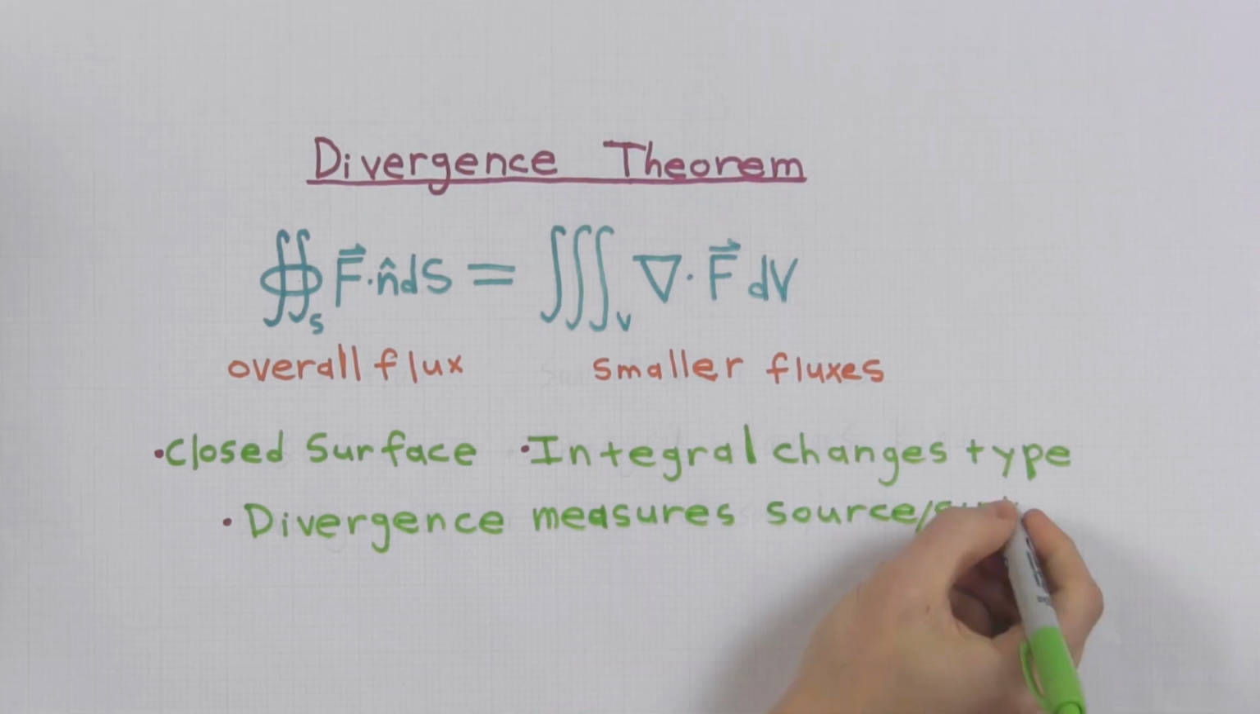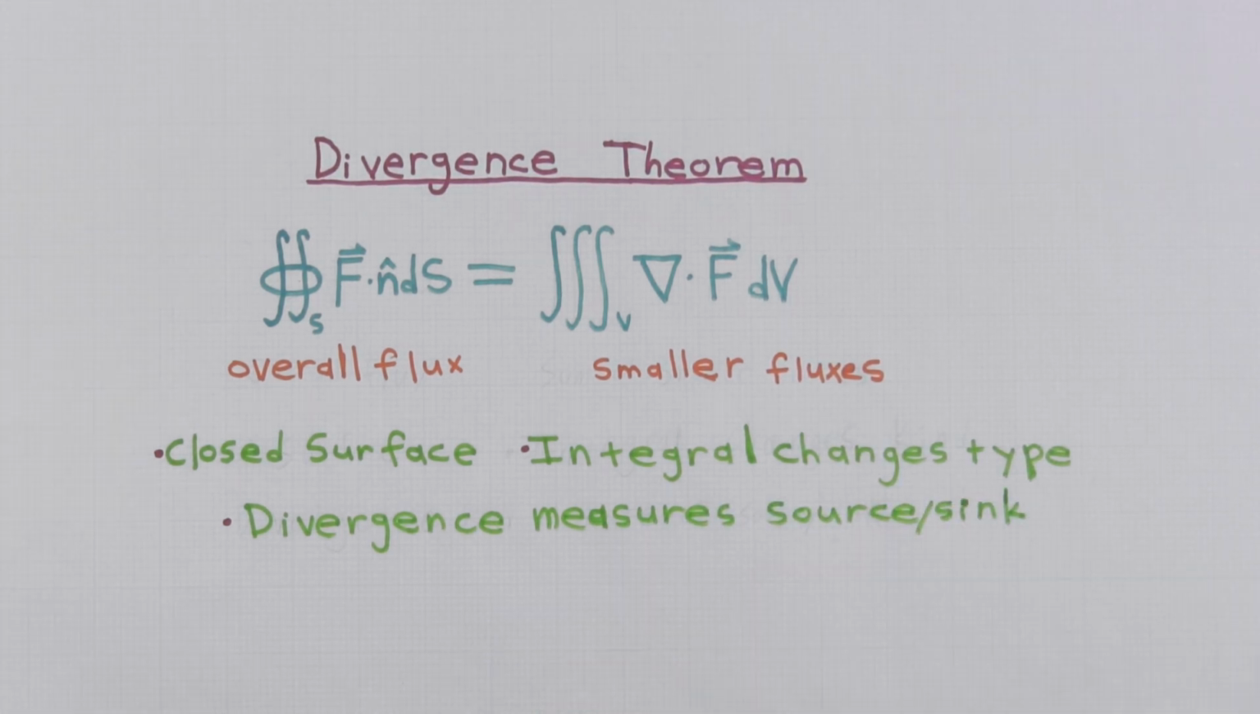If we're trying to figure out how much stuff is flowing out of our cube, we can look at every single point inside the cube and see whether that point is a source or a sink. And if we add up the total amount of sources and sinks inside the cube, then that has to give us the net change or flow of stuff out through the surface of the cube.